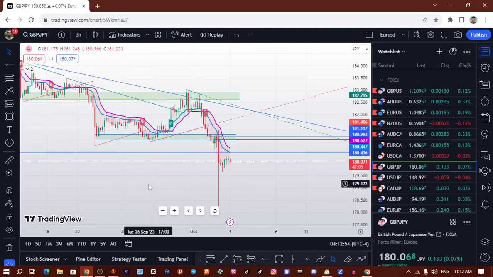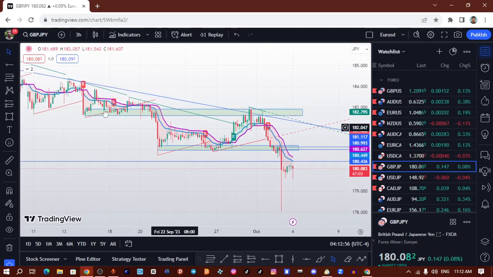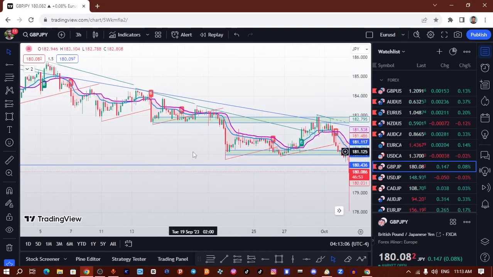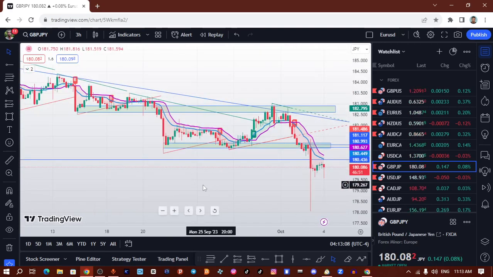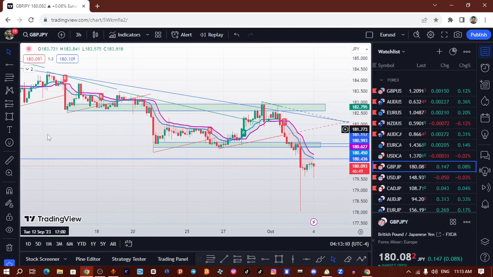Okay, today we will see how to use supply and demand zones. So as you can see here, this is GJ, GBP JPY.